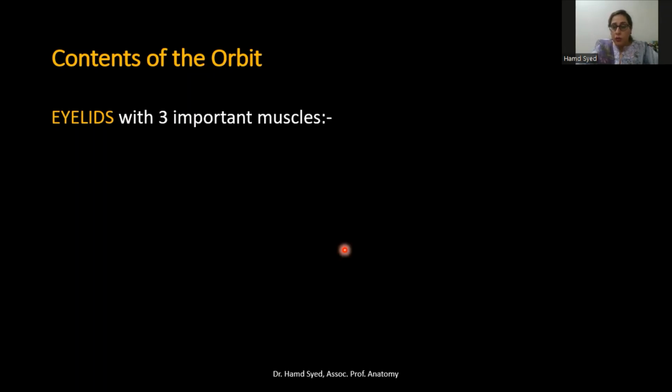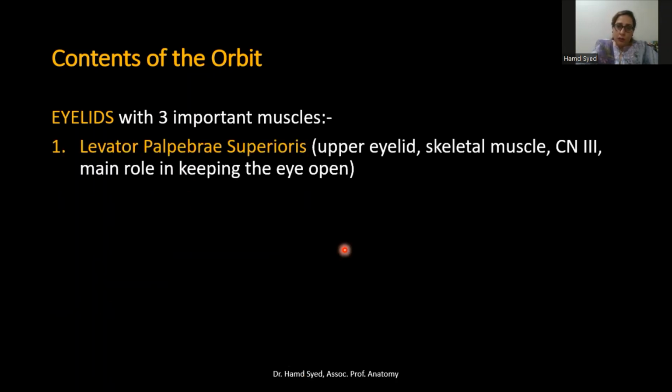Each eyelid also has muscles. Now, what are the muscles which are present within the eyelids? Well, the first one, the important muscle, is levator palpebrae superioris. This muscle is present in the upper eyelid, right? And it is a skeletal muscle. So it is supplied by the third cranial nerve, that is the oculomotor nerve, and it has a main role in keeping the eye open.